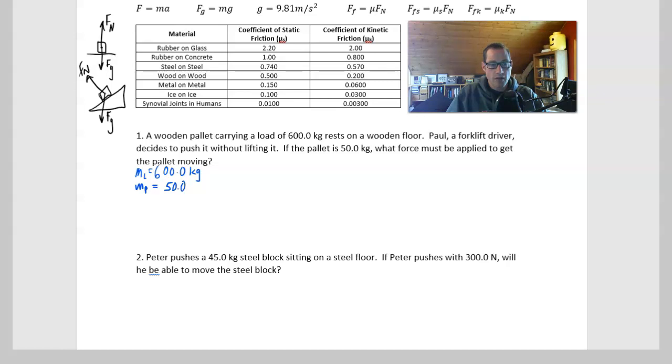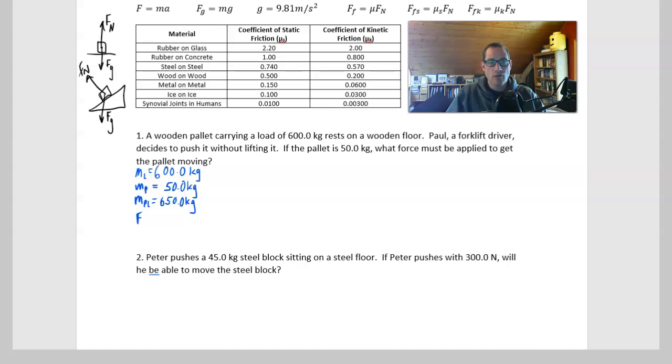Okay. Now, when Paul pushes the wooden pallet carrying the load, he's pushing both things. So they're going to be both together. It's basically one mass, so it's 650.0 kilograms. All right. So hopefully that's a little tricky part right at the start, but not too bad. Now, nothing else seems to be given here. We are asked to find what force must be applied. So we'll write that down. What is the force? And we're asked to get the pallet moving.